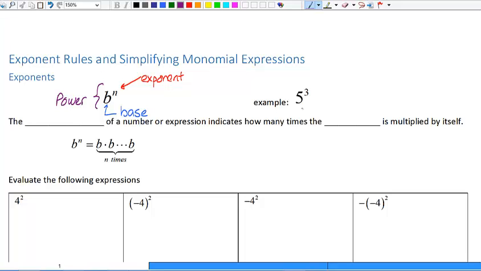Okay, so for example, if we have 5 to the 3, the 5 is the base, the 3 is the exponent. What the 3 exponent means is that there are 3 copies of the base being multiplied. So that's 5 times 5 times 5, which is 125. So the exponent, which we used the letter n for up there, of a number or an expression indicates how many times the base is multiplied by itself. So b to the n is b times b times b, n times, and that's what b to the n means. An exponent is just repeated multiplication.